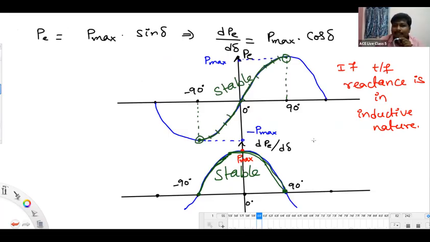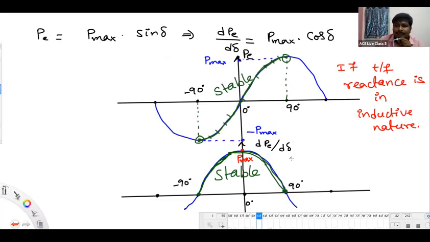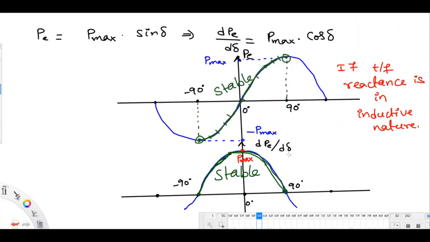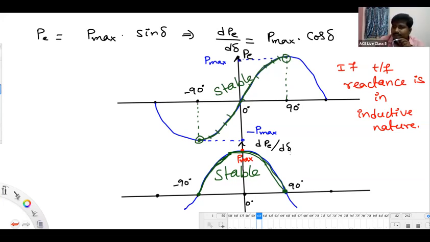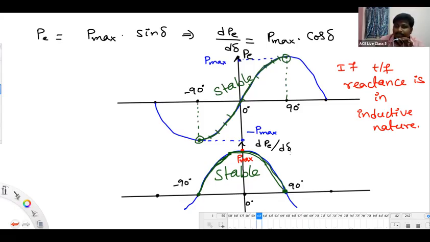Why have you taken -90 to +90 in the first case? Because the slope is positive, so it is stable, sir. What have you drawn in the second curve? The same, sir, dPe by d delta. The slope itself you have drawn there. If that is positive, then the system is stable, right? Is the dPe by d delta value positive? Obviously, in the range of -90 to +90, because it's a positive curve.